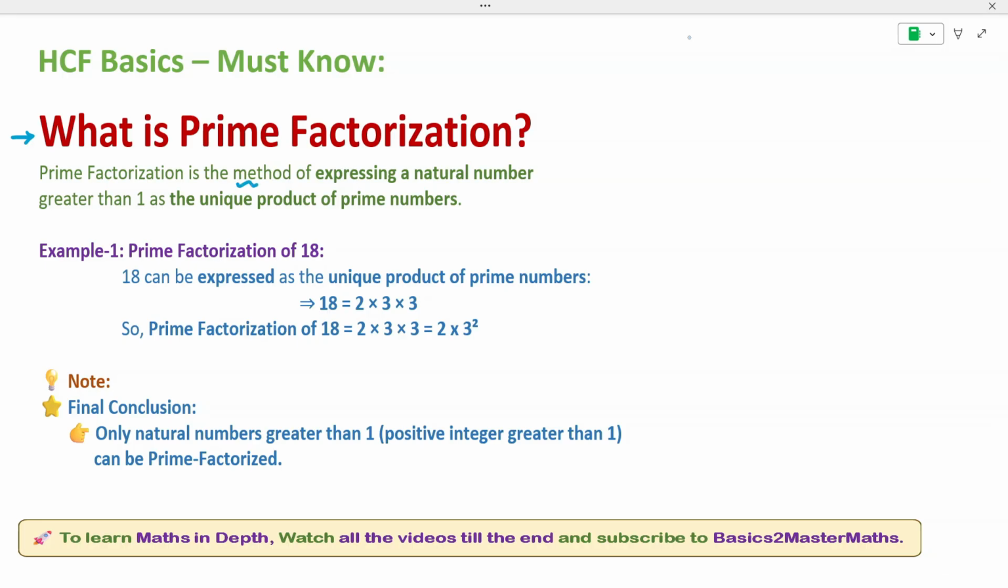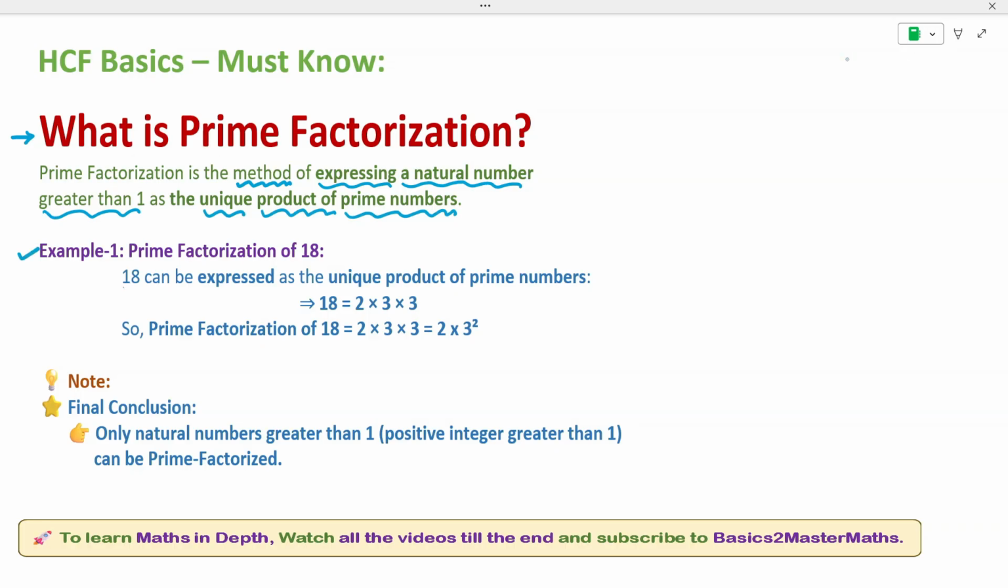Prime factorization is the method of expressing a natural number greater than 1 as the unique product of prime numbers. Got it?